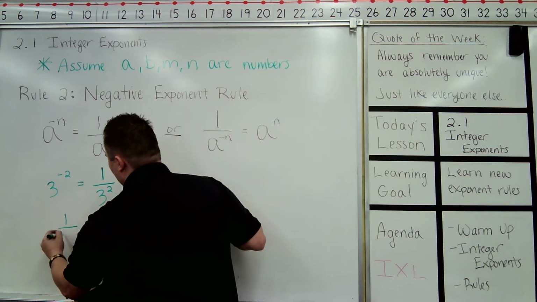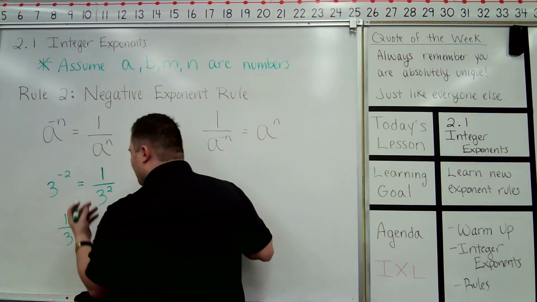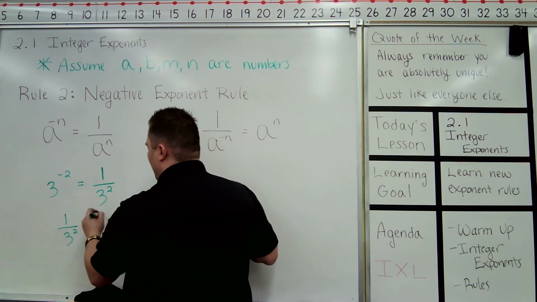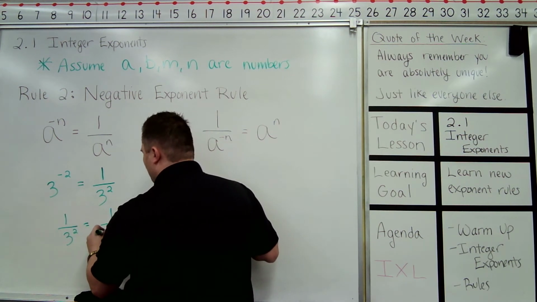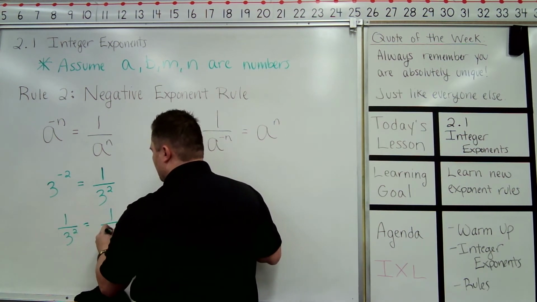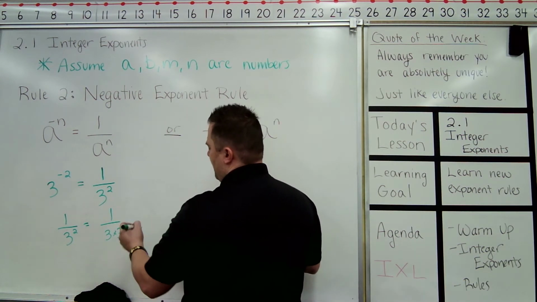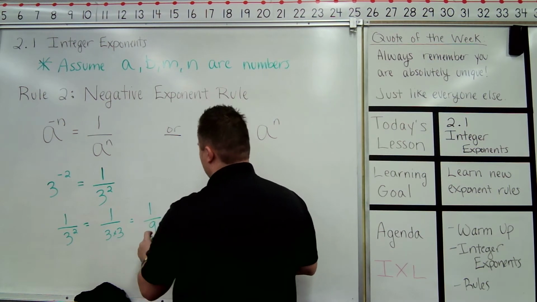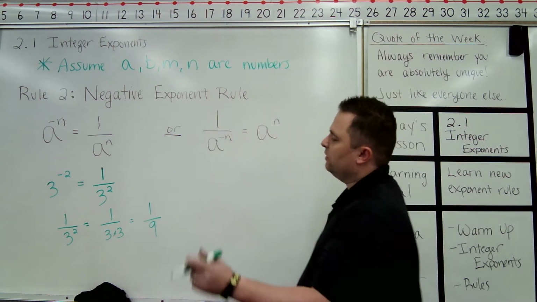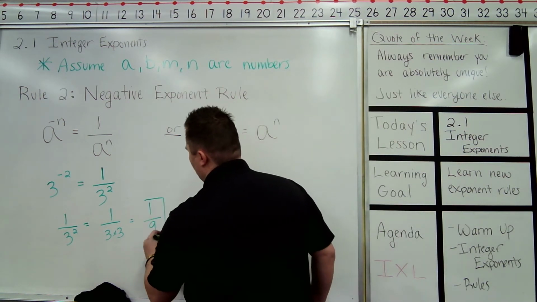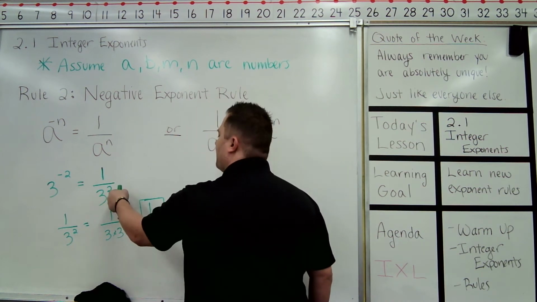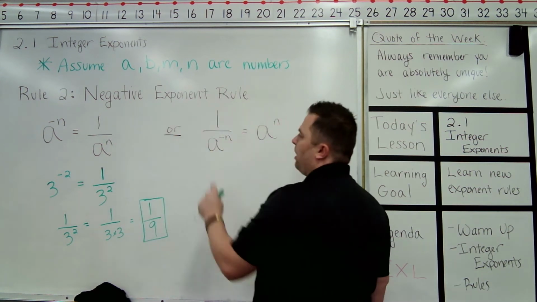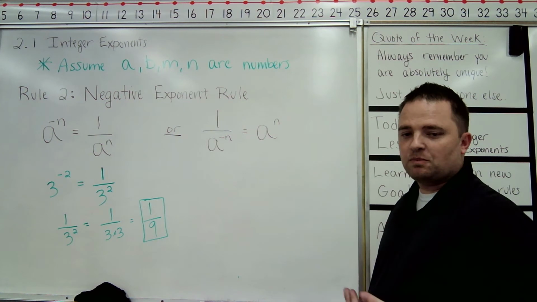1 over 3 squared, now that I've rewritten it, I can think of that as 1 over 3 times 3. And I know what 3 times 3 is. That's equal to 1 over 9. The solution is 1 over 9, made possible by the rewrite, by this property. Okay, by this property.